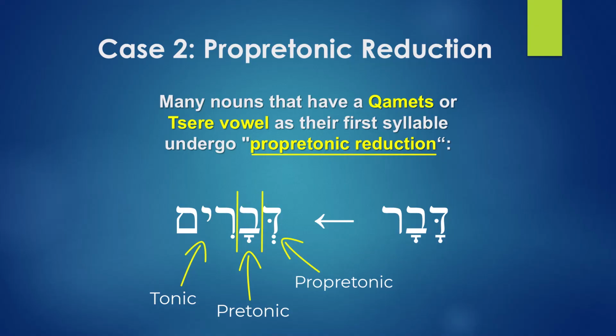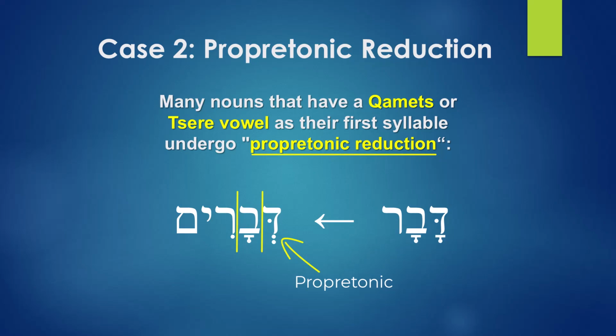Now, here's the point. When plural endings are added, some nouns undergo what we call propretonic reduction. Reduction means something is reducing. So here you have a kametz. Because of the plural ending that is added, im, this propretonic syllable will undergo a reduction, meaning that the kametz will be reduced to a shua. So propretonic reduction is when the first syllable is reduced to a shua. Most of the time it's going to be a kametz or a sereh. The sereh or kametz under the first syllable, the one that is called propretonic, will undergo a reduction to a shua.